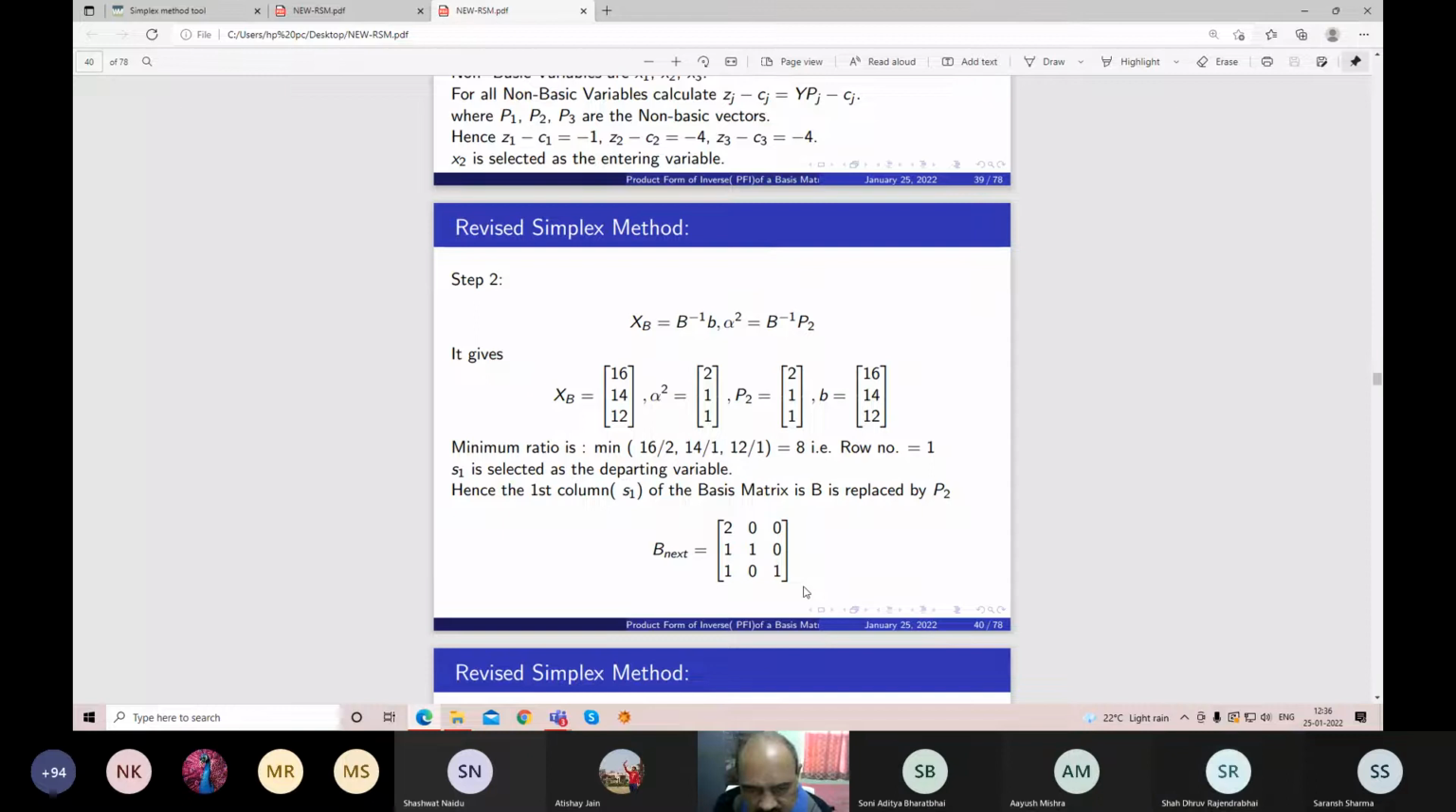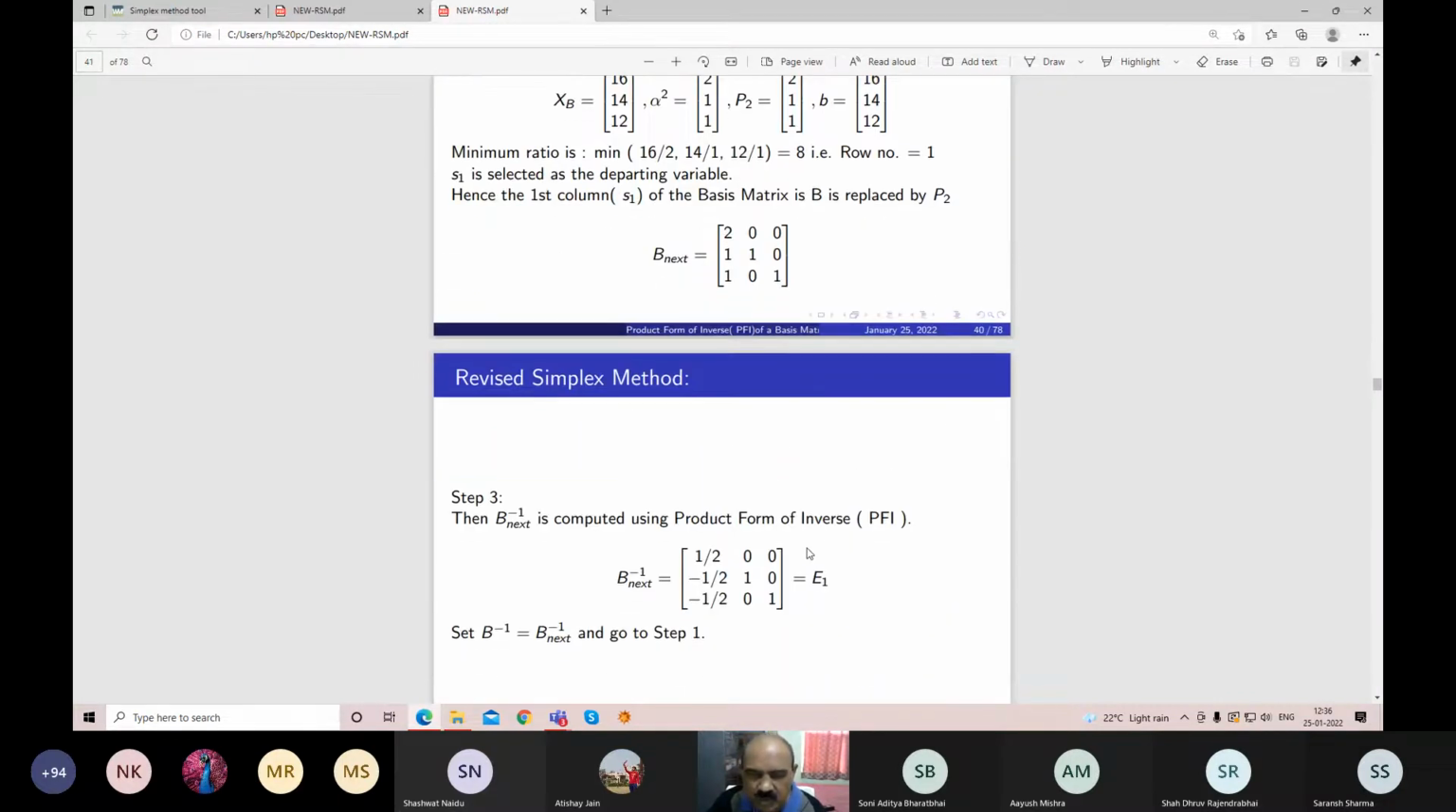Yes, sir. This is the B next. Once we have the B next, the basis matrix, we can find its inverse. Its inverse can be computed in this manner. In the first column, with respect to 1, 1, we are finding an eta. That eta we are replacing in the identity matrix in the first column itself.